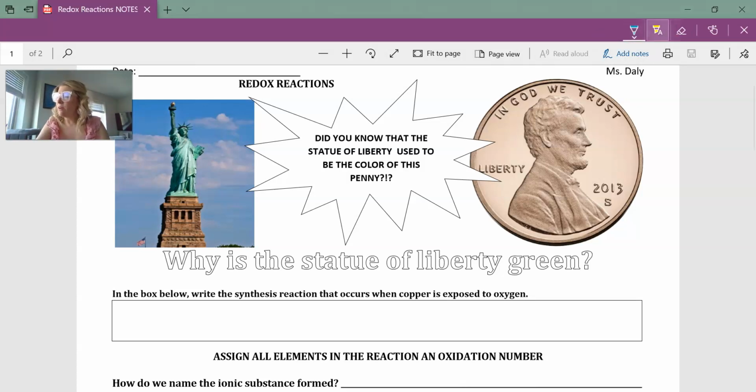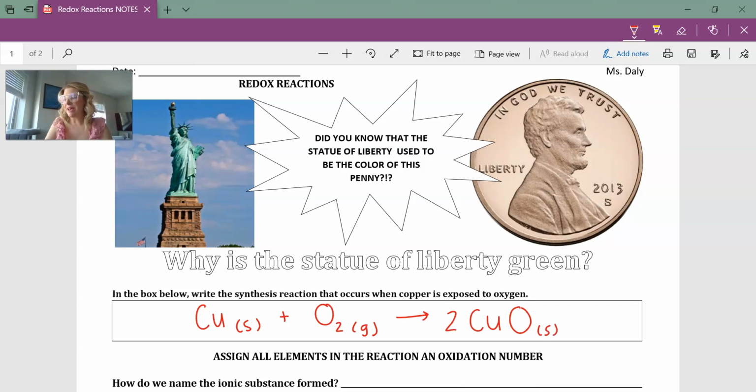To write out our reaction here, copper is going to react with oxygen gas, and it's going to undergo a synthesis reaction. Remember, that's two different elements coming together to form one compound. The compound formed is copper(II) oxide, and we need to make sure to balance this equation. So I have 2 oxygen on my reactant side, I need 2 oxygen on my product side, and we now have 2 copper on the reactant side.